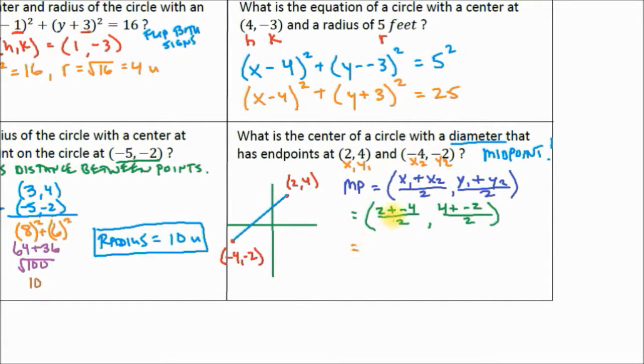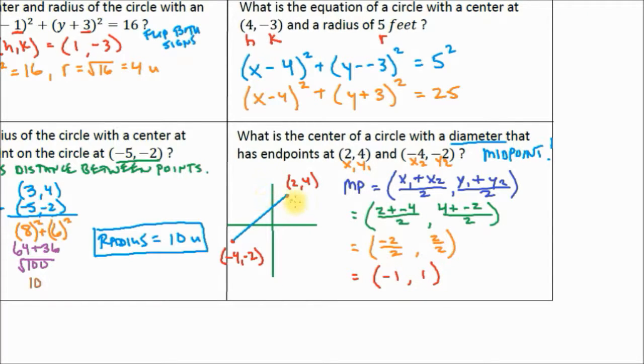Next step, let's simplify. 2 minus 4 is negative 2 over 2. 4 minus 2 is 2 over 2. And our last step is going to simplify this. We've got negative 2 over 2, which is negative 1, and 2 over 2, which is 1. So our midpoint is negative 1, 1.